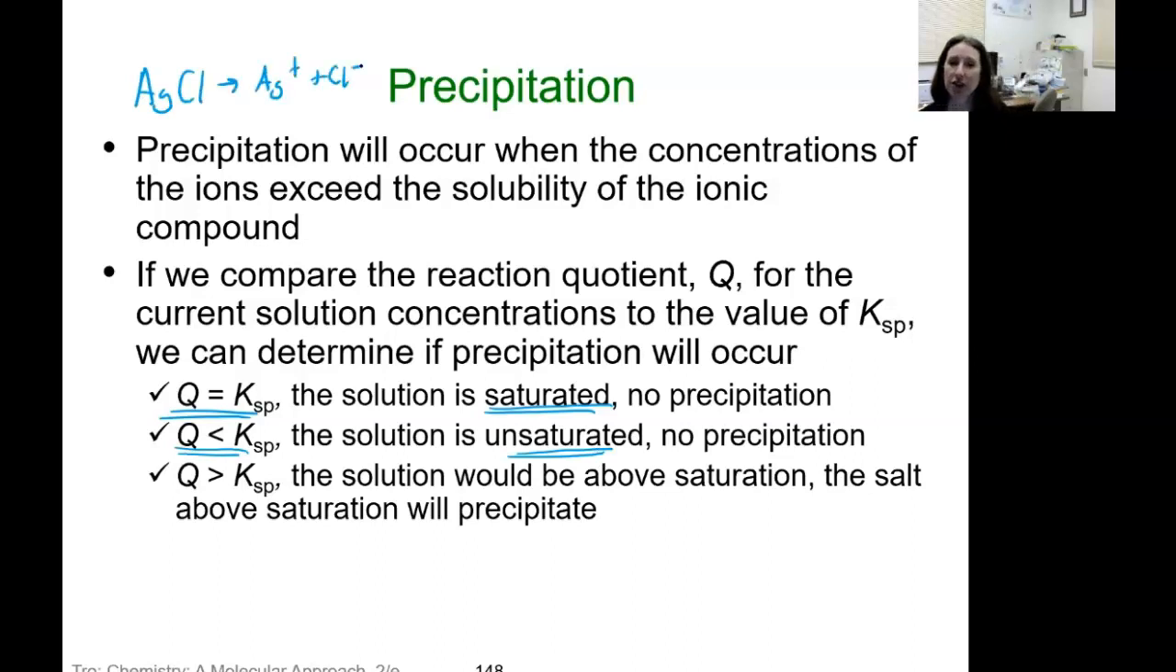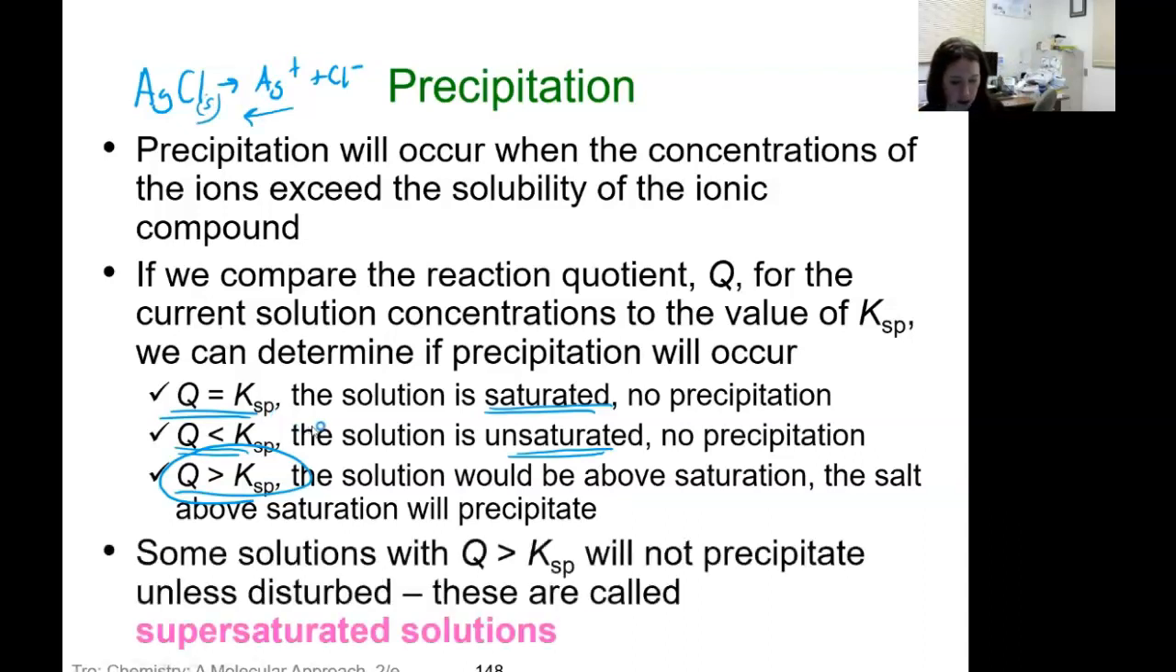So if Q is less than K, that means it's going to continue in the forward direction and there will be no precipitation. If Q is greater than K, that means it's going to shift back towards our reactants and we're going to see a precipitation. Now a supersaturated solution, these ones are really fun. I'll show you a video of this one too.